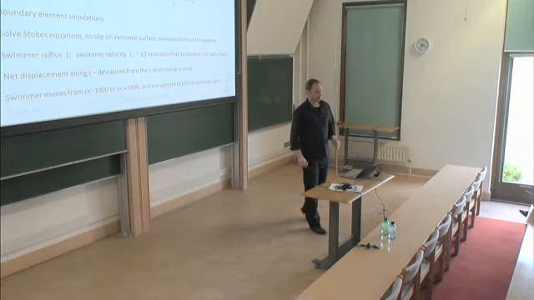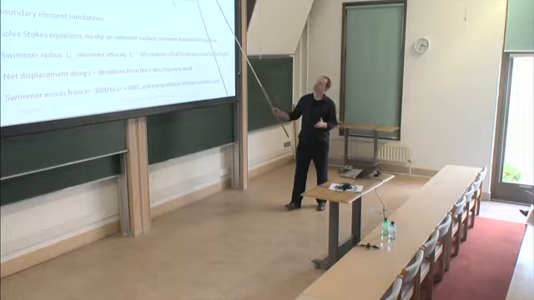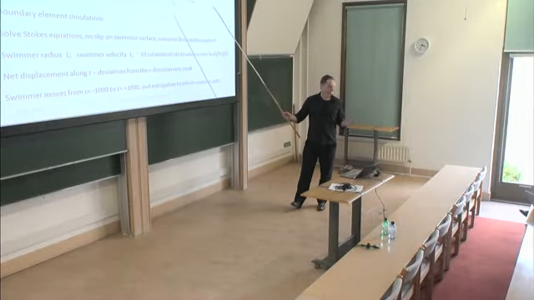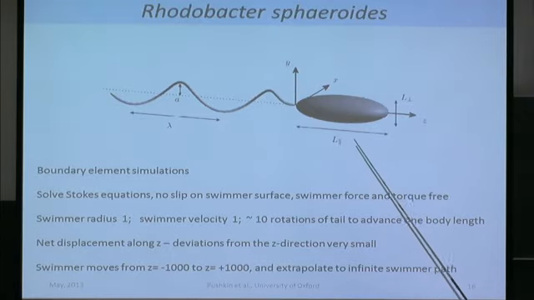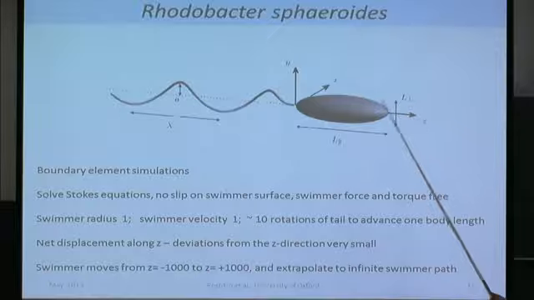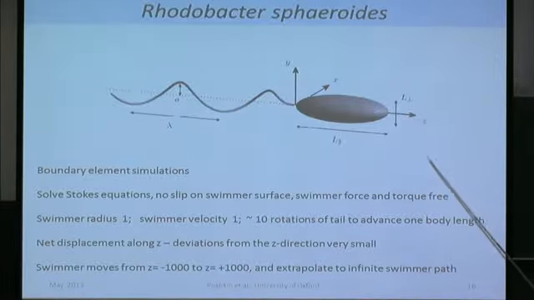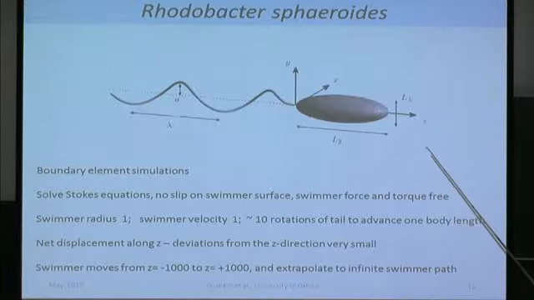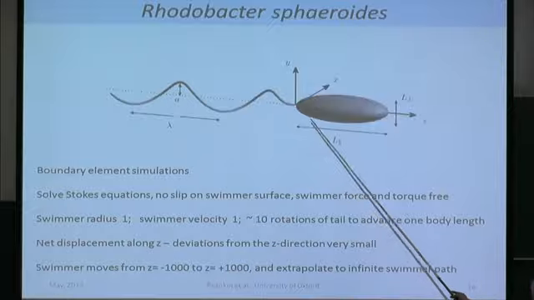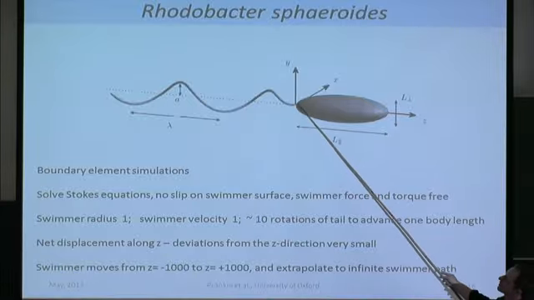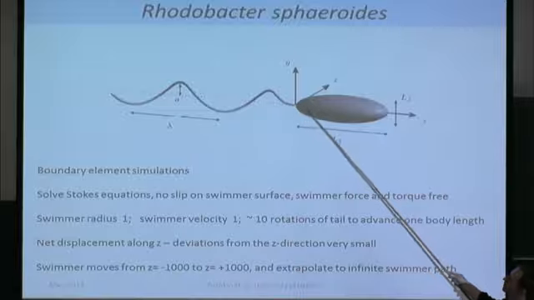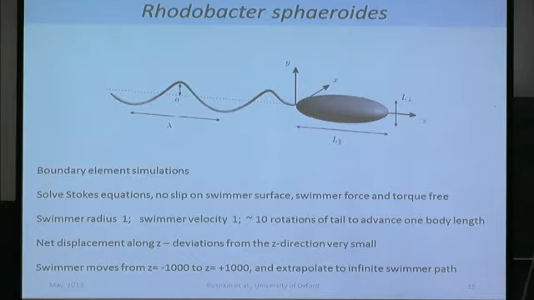Now we move on to more realistic models. In this case, we have a numerical model of Rhodobacter sphaeroides, and we solve the equations of fluid motion exactly. This is a boundary element method with no slip on the swimmer's surface, and the swimmer is of course force and torque free. We can control all geometrical parameters of this swimmer, and the elasticity of the hook that connects the flagellum and the body of the swimmer is also taken into account. What we do with it is shoot it at a material sheet and look at its displacement. We do it as the swimmer moves from -1000 to 1000, and then take our results and extrapolate to infinite swimmer paths.